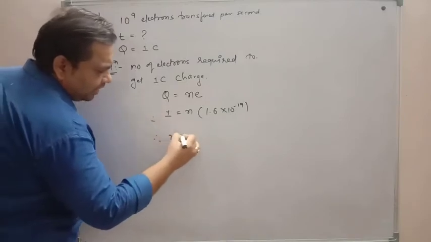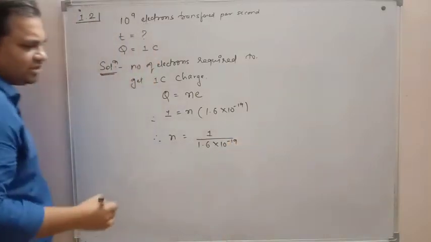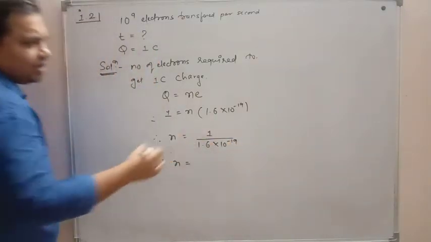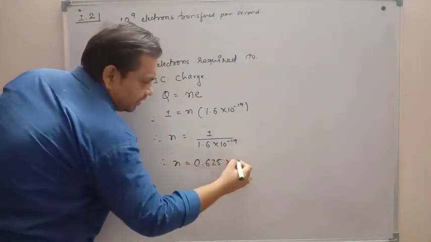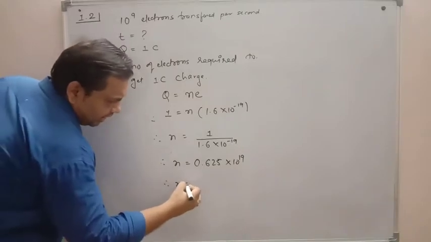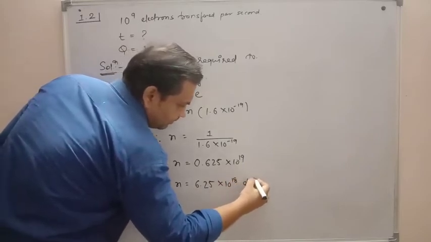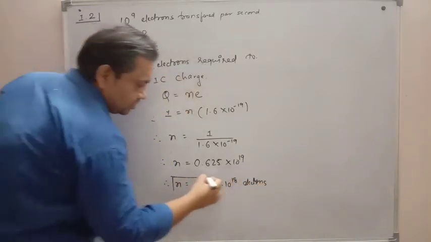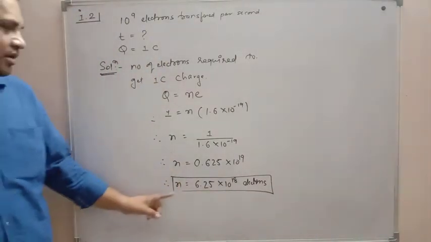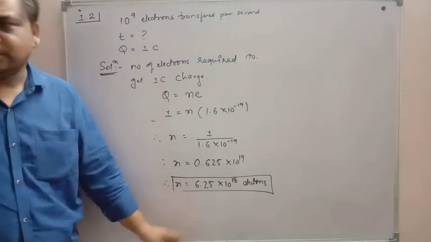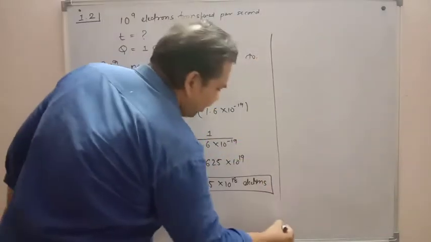So from here N will become 1 upon 1.6 into 10 power minus 19. 1 by 1.6 is 0.625 into 10 power plus 19, so N is 6.25 into 10 power 18 electrons. So the number of electrons that are to be transferred in order to get 1 coulomb charge is 6.25 into 10 power 18 electrons. Now we come to our question.